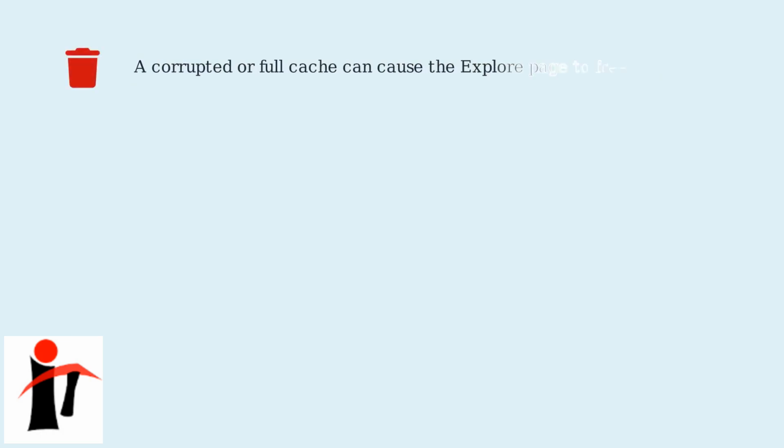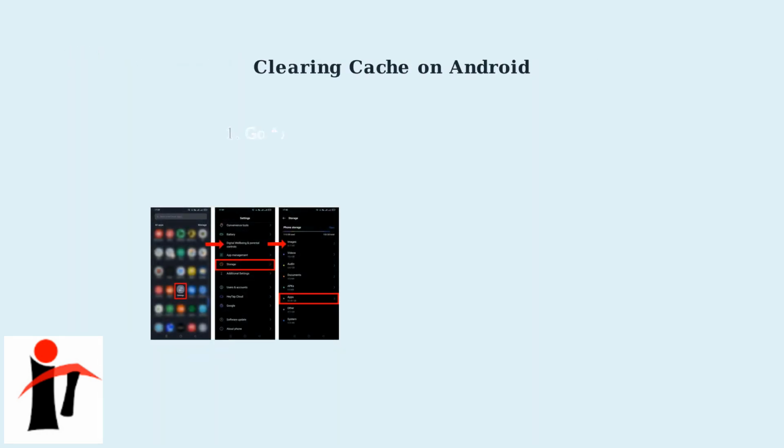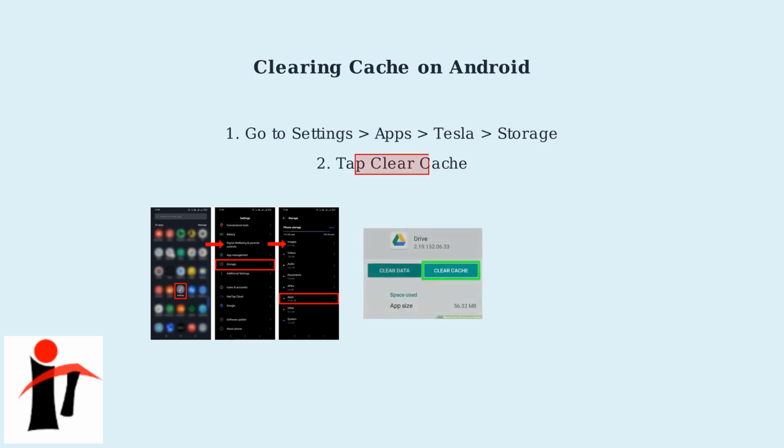A corrupted or full cache can cause the Tesla app to get stuck on the Explore page. The cache stores temporary data to speed up the app, but when it builds up or gets corrupted, it can prevent pages from loading properly. On Android devices, start by opening Settings, then navigate to Apps, find the Tesla app, go to Storage, and tap Clear Cache. This removes the temporary files without affecting your app data.